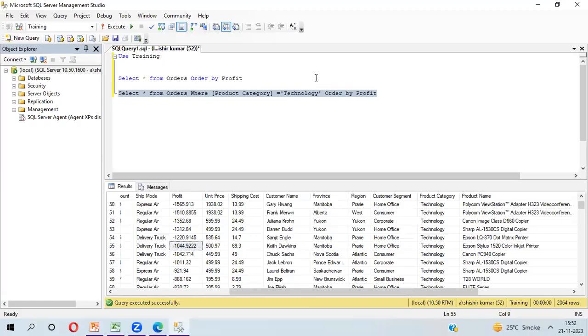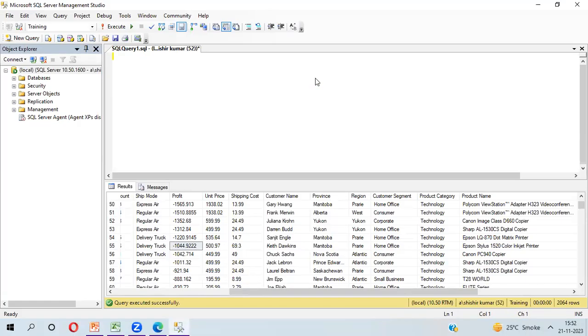I'm moving on SQL Server, just deleted this data. Now here, my database name is training. Now I'm using here order data. This is a order data. Order table has this data.